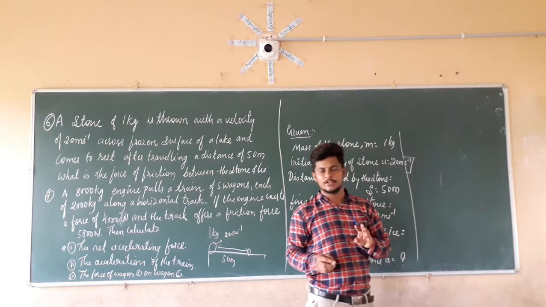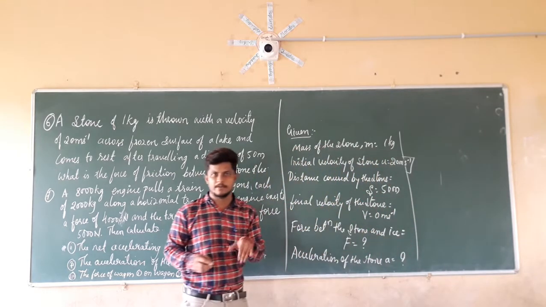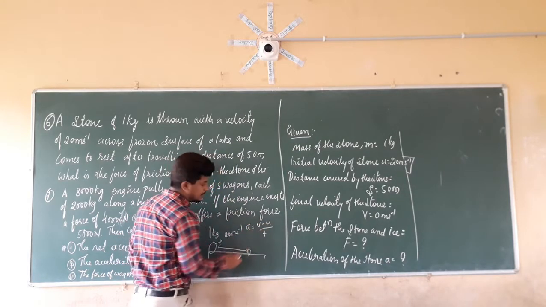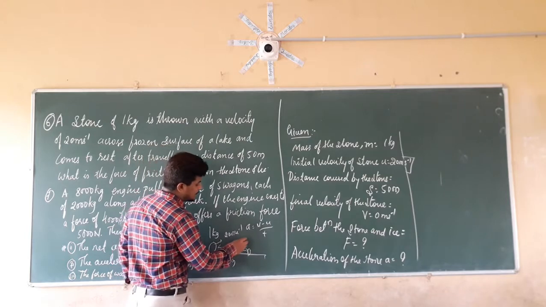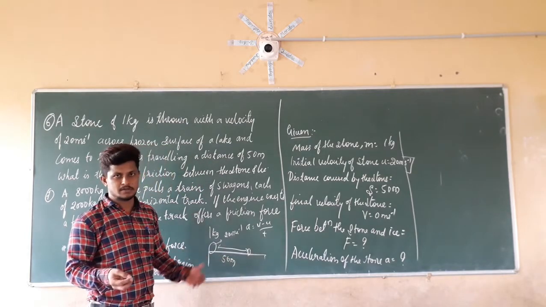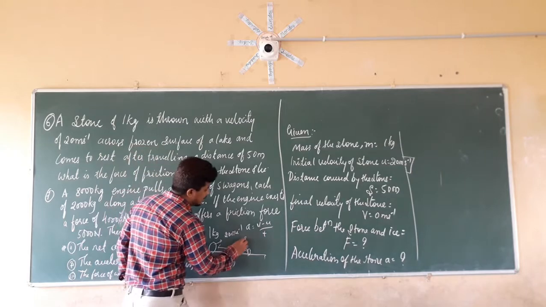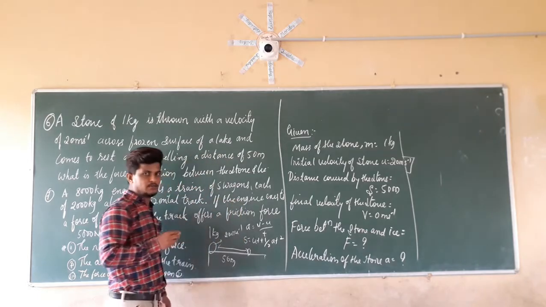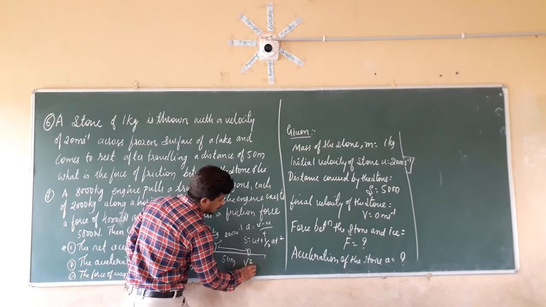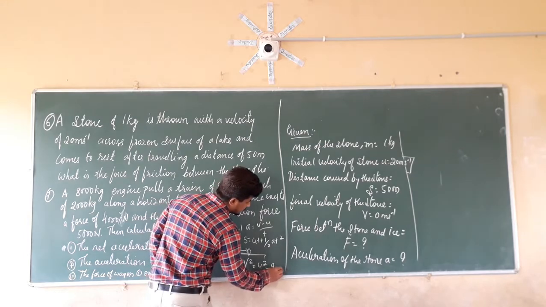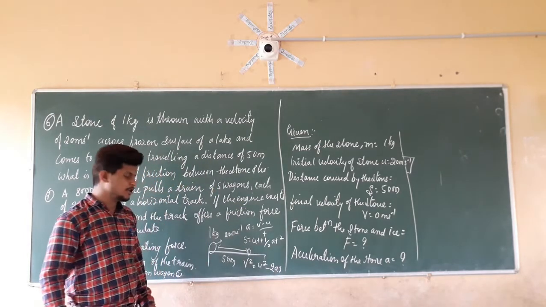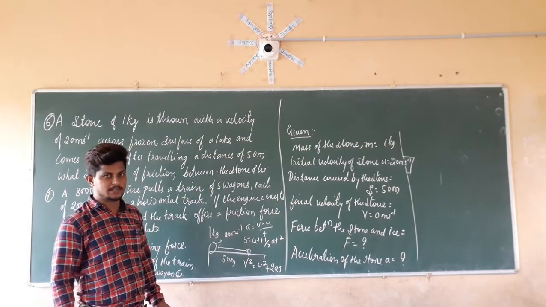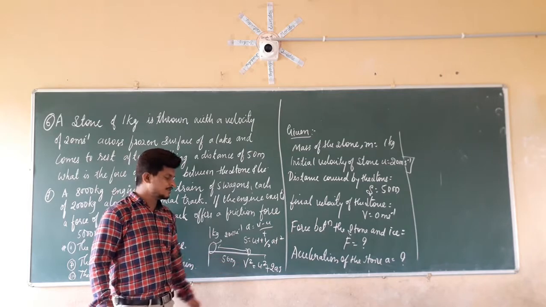We have formulas for the acceleration. One is a equal to v minus u divided by t. Second one is v equal to u plus at. That can also be considered. Third one is s equal to ut plus half at square. Fourth one is v square equal to u square plus 2as, not minus. Right? We have discussed these formulas.